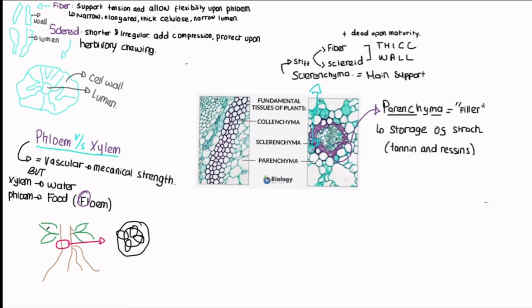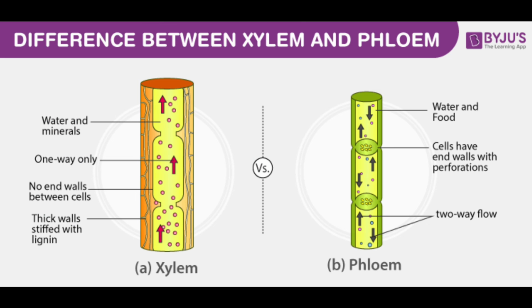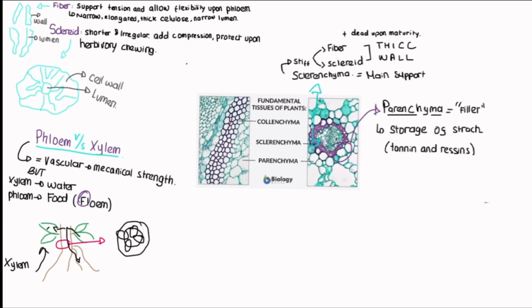Xylem is unidirectional. Its job is to make sure water flows upward. However, phloem is bidirectional and transports food and nutrients to all of the plant. Mature xylem is made up of dead cells and does not have cell contents, while phloem contains living cells, albeit without nuclei.